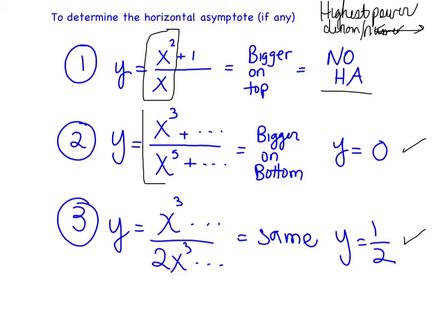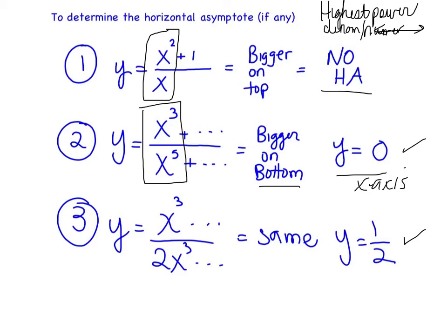I look at this one, and notice I've got dot, dot, dot here because it could have a big long string of things. The x to the fifth could have 4 other terms. Don't care. For horizontal, I just look at the largest in the top and the bottom. The bigger number is in the denominator. So that means that the asymptote is at y equals 0, the x-axis.